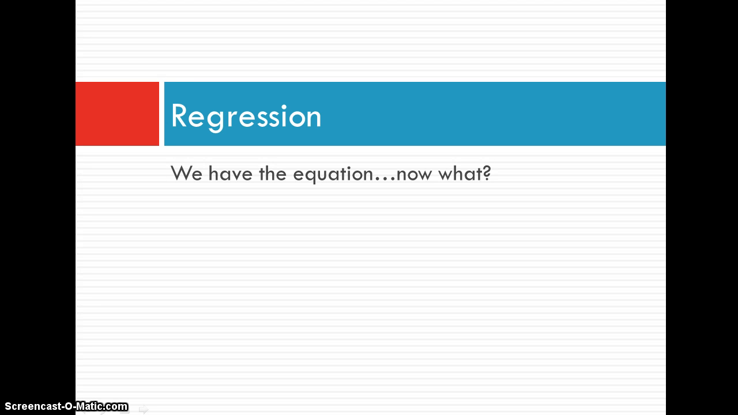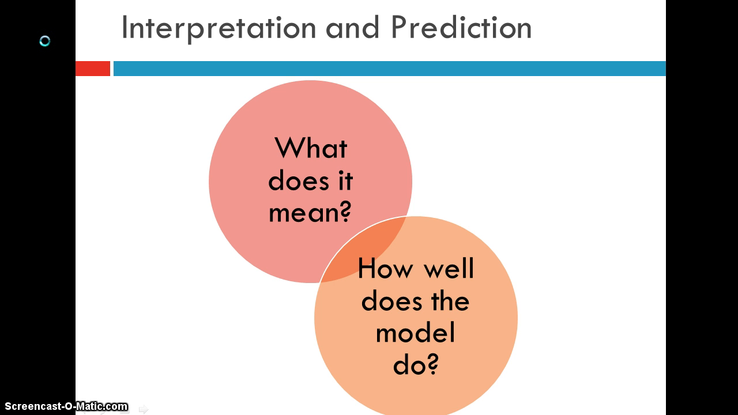This is the second part of our discussion on regression. In the last video, we figured out what our regression equation is. So the next step is figuring out what it means. That's what we want to know. We want to know about interpretation of the regression analysis, and we want to know something about prediction as well.